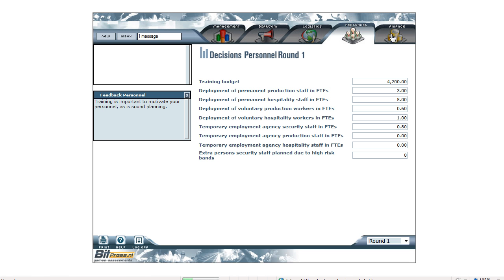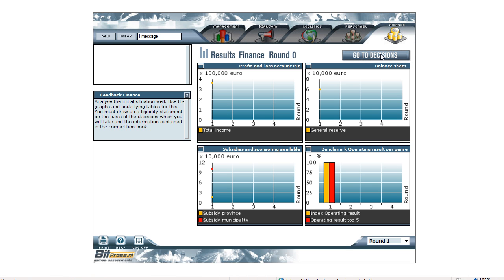After these decisions we go to finance, and it's important to analyze the initial situation very well. Use the graphs and underlying tables for this, and you must draw up a liquidity statement on the basis of the decisions which you will take and the information contained in the competition book, so read this very carefully.